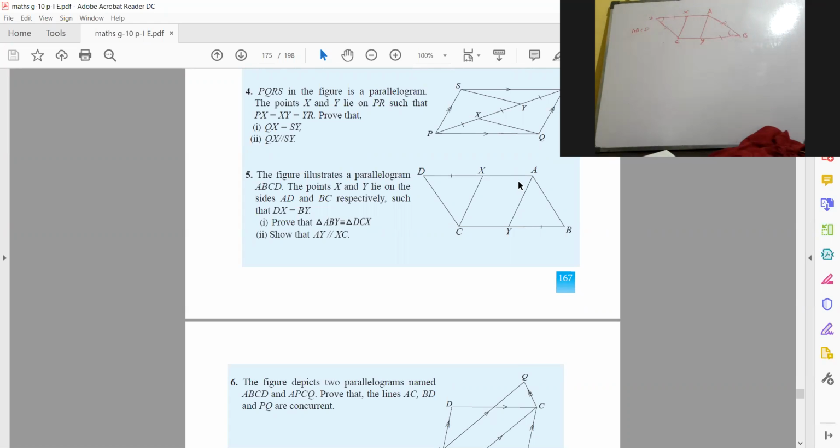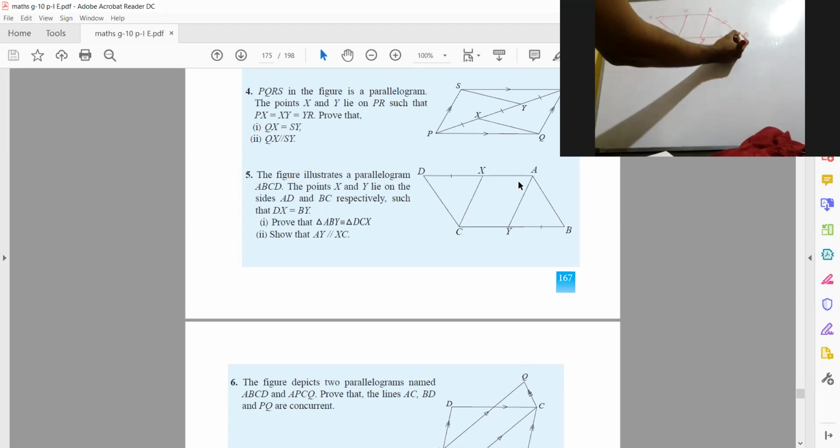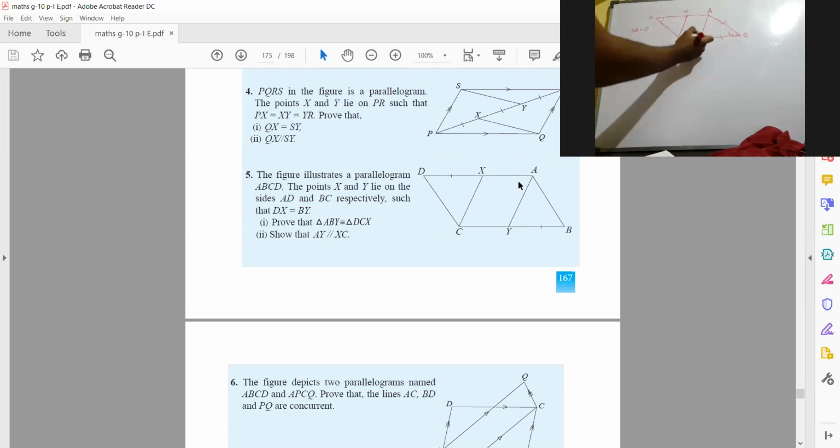Now you must see this line is parallel to this one, so you can see an F here. From an F, when the corresponding angles are equal, you can say the two lines are parallel. If these two angles are equal, this line is parallel to this one. So we are now going to say that this angle is equal to this angle.